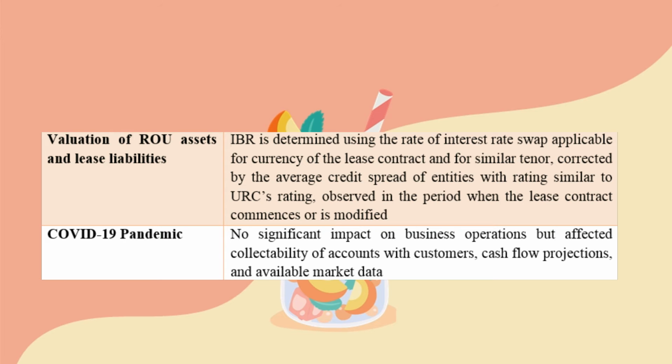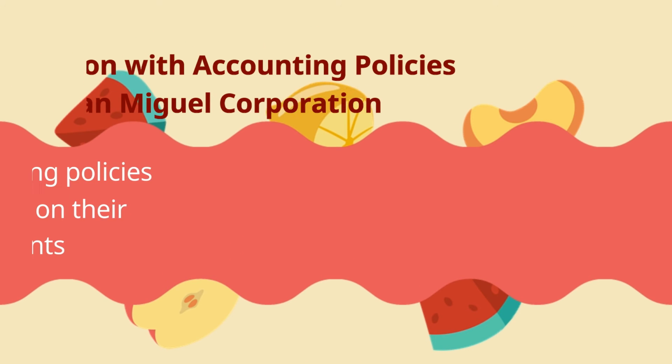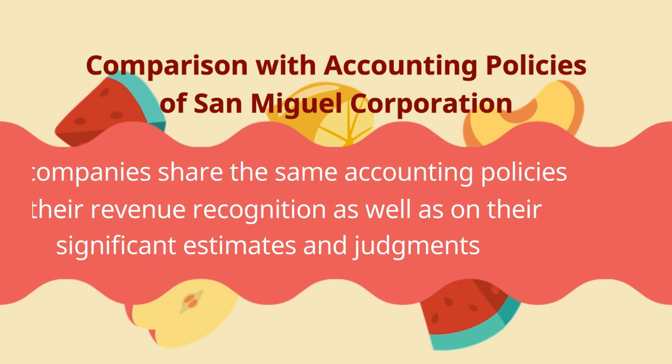tenor. Lastly, COVID-19 pandemic: no significant impact on business operations but affected collectability of accounts with customers, cash flow projections, and available market data. We compared the accounting policies of URC to San Miguel Corporation in order to assess it further.